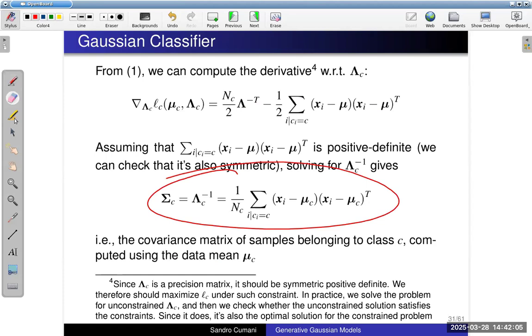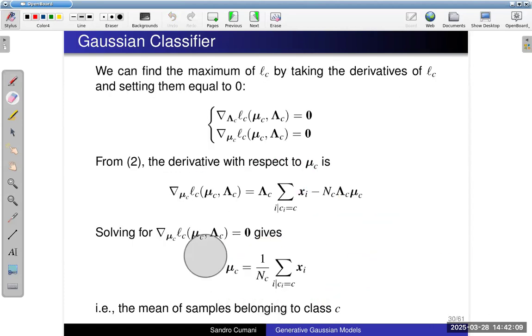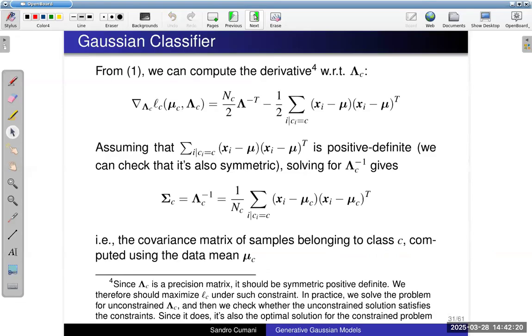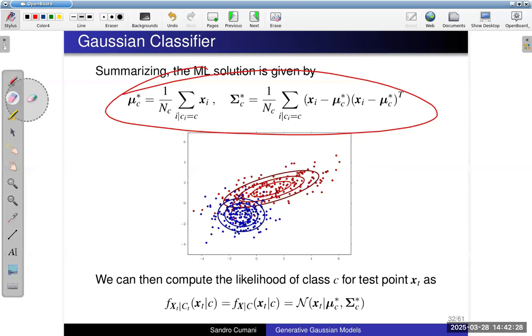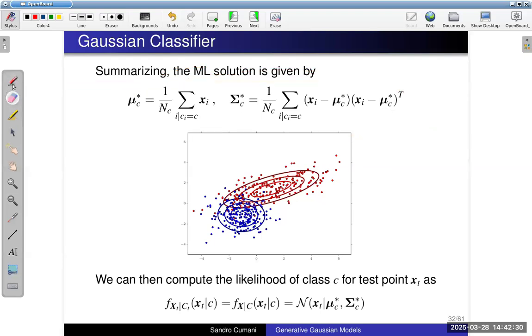Now, this gives us a way to compute the parameters of the model. Other questions on this part? Okay, this is where we stopped yesterday. So now we can go on and see what we do once we have computed the parameters. Remember that once we have computed the parameters, we will want to make inference.